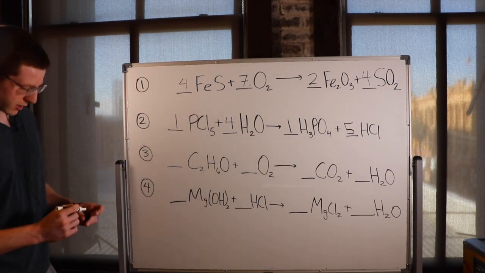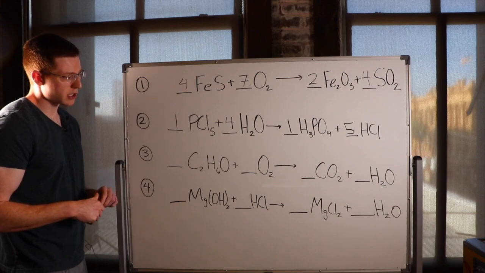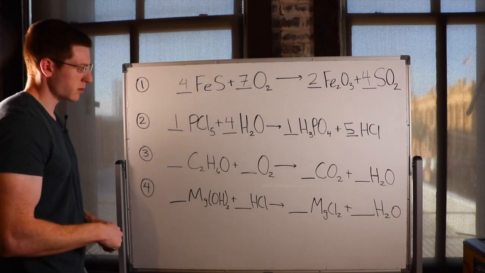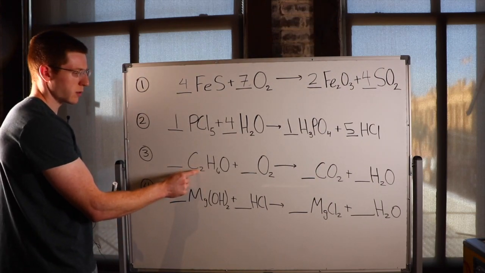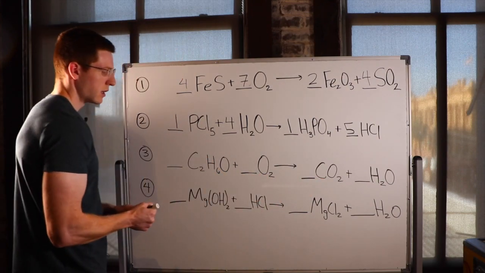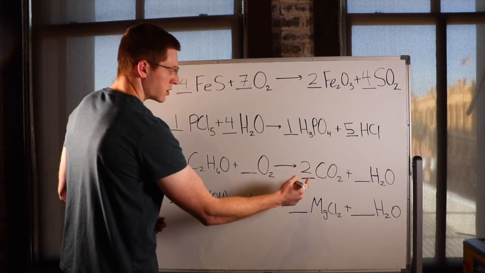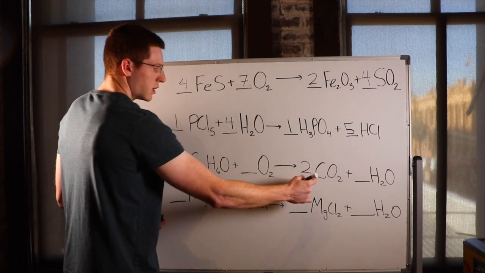Okay, moving on to number 3. So we've got C2H6O plus O2 goes to CO2 plus H2O. So let's start with the carbon. We have 2 carbons on this side, 1 carbon on this side. So we'll change that by making this into a 2. So now there's 2 carbons, 2 carbons.